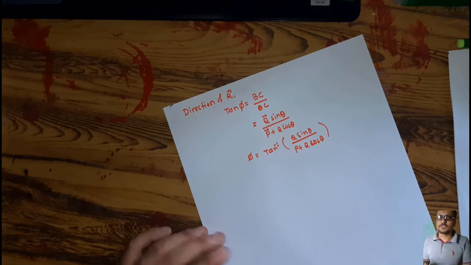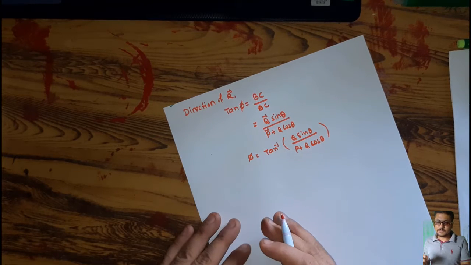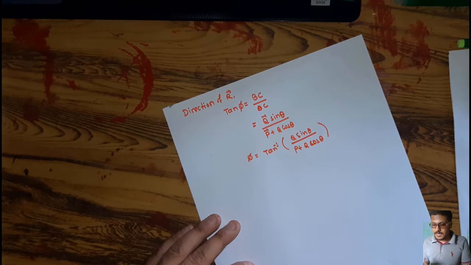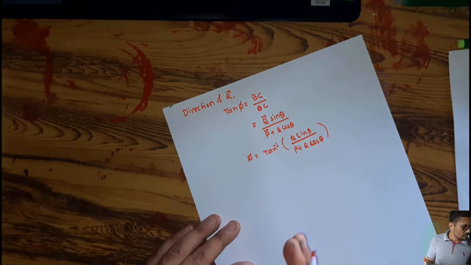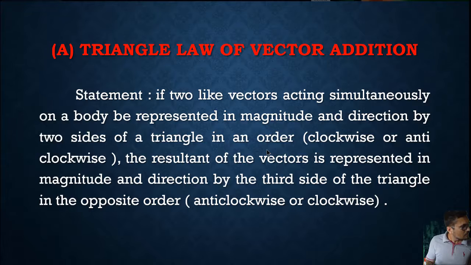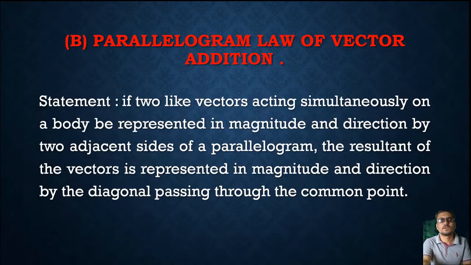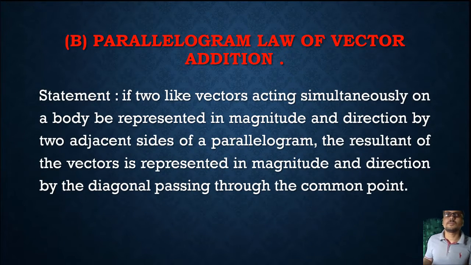Now we had calculated the direction as well as magnitude for the r. This is the first law, the triangle law of vector addition. Okay, now second, we have the parallelogram law of vector addition.